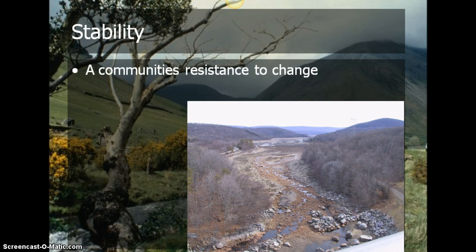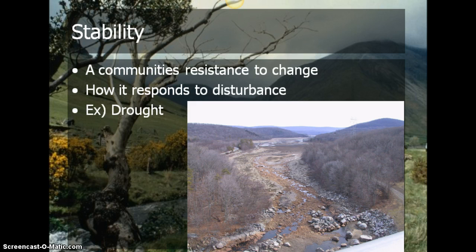Stability is the community's resistance to change. It's how it responds to disturbance. So an example would be drought. So how do all the species respond when there's a large scale disaster or change in the environment? And how many of them survive through that?